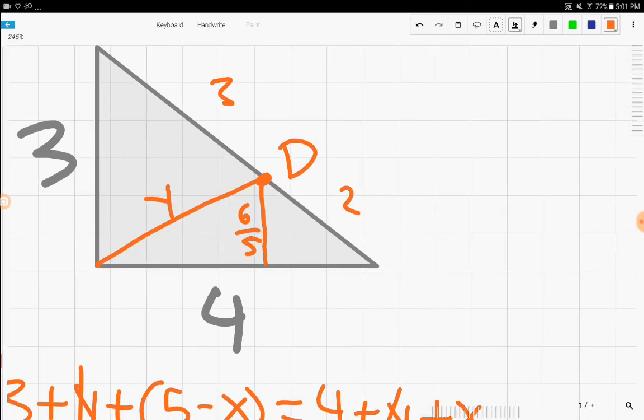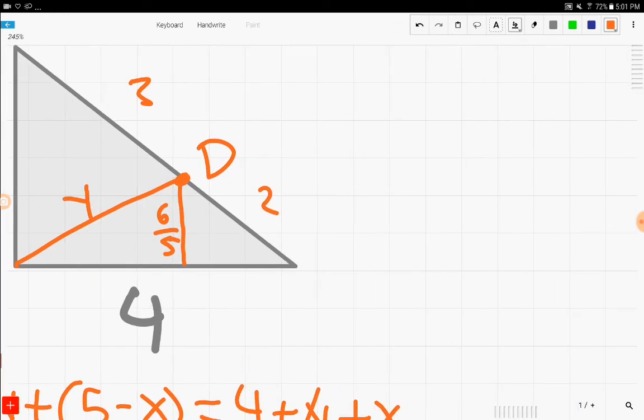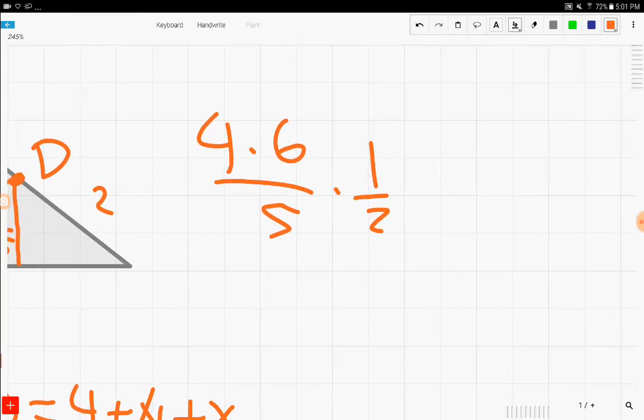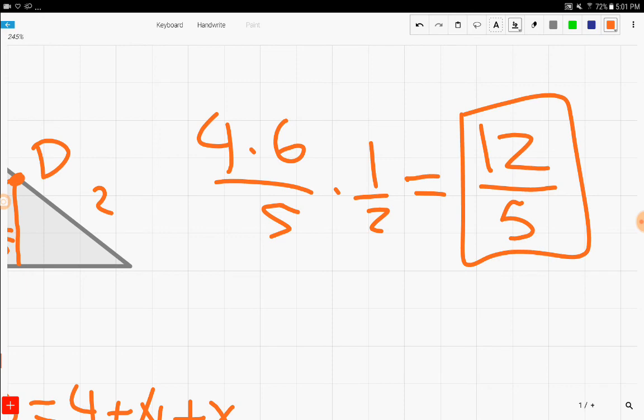And now we're basically done because we can find the area of this triangle. We have the base and the height. 4 times 6 over 5 and then times 1/2 is equal to 24 over 5, which divided by 2 is equal to 12 over 5. And that is our answer.